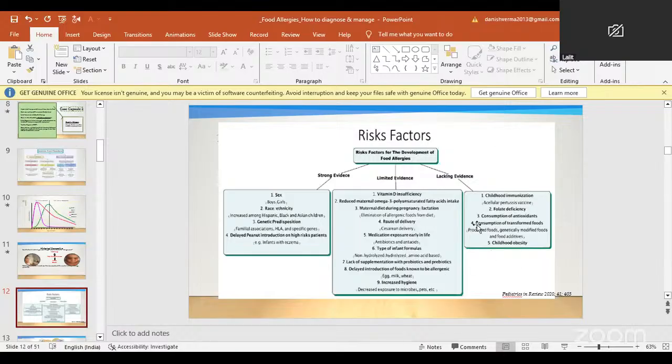The third group is lacking evidence. It's not related with pertussis vaccine anymore. It's not related with folate deficiency. Antioxidants do not have any role here, and childhood obesity does not have a role here.